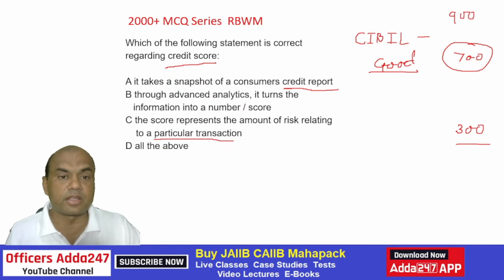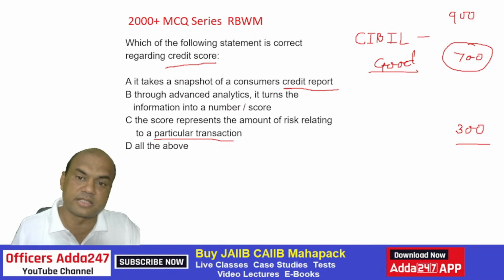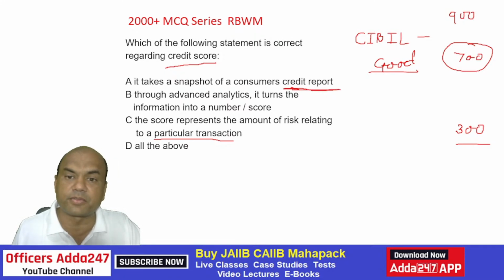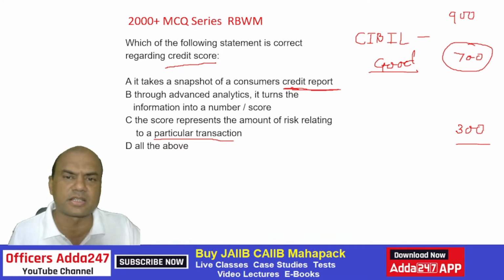So the question over here is, which of them is correct regarding the credit score? So it is a snapshot of the consumer's credit report. Yes, it is a snapshot. It means if the score is 700, it gives you the overall picture that yes, the customer is good. So A is the right answer.